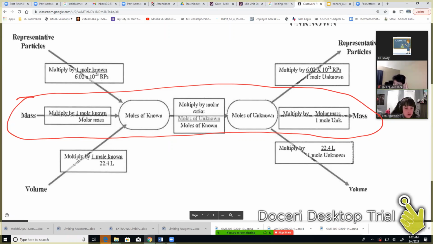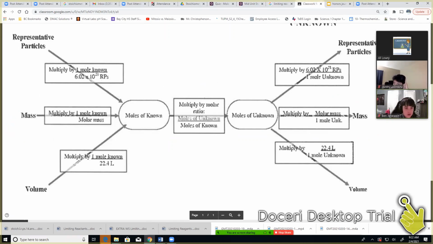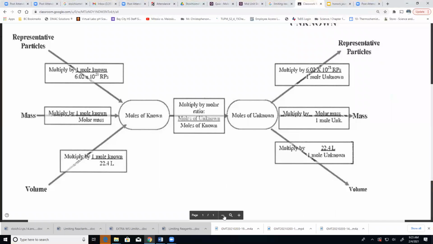The other thing, the top part would have been where it says representative particles. That would have been where you would have been using Avogadro's number. And then the bottom part where it talks about volume, that's where we'll use it whenever we do gas laws.